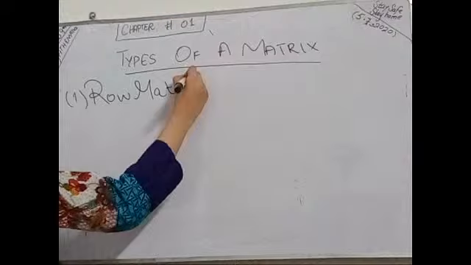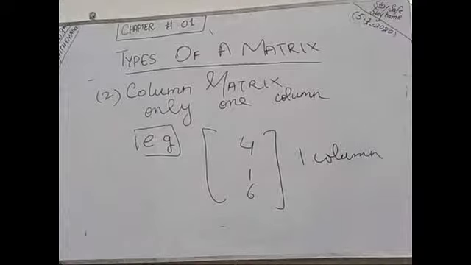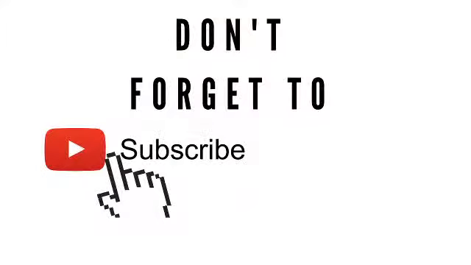4, 1, 6. So we can see that there is only one column in it. Condition for a column matrix is that it should have only one column. The number of columns should be 1, but the number of rows can exceed 1. कॉलम सिर्फ एक होनी चाहिए लेकिन नंबर ऑफ रो 1 से ज़्यादा हो सकती है.